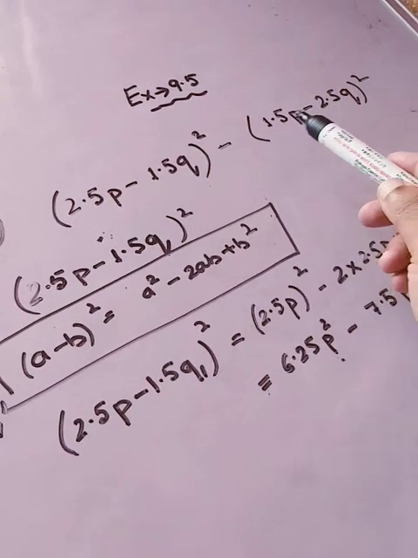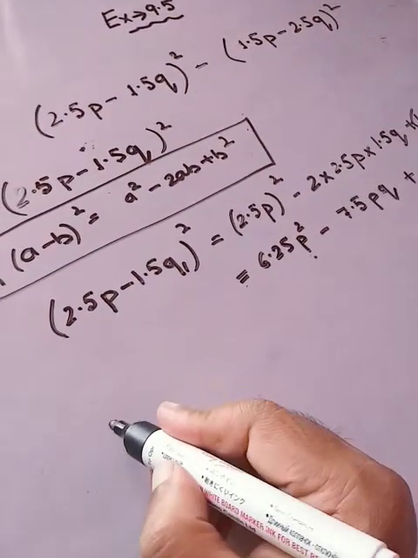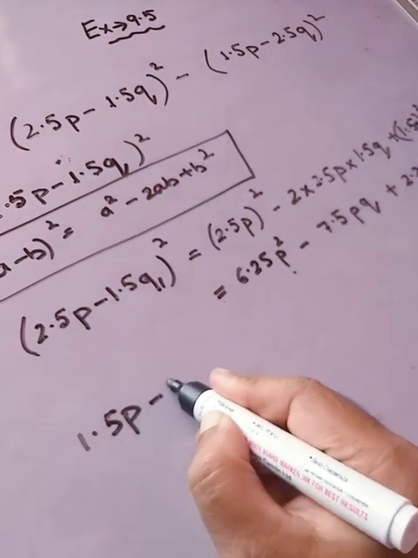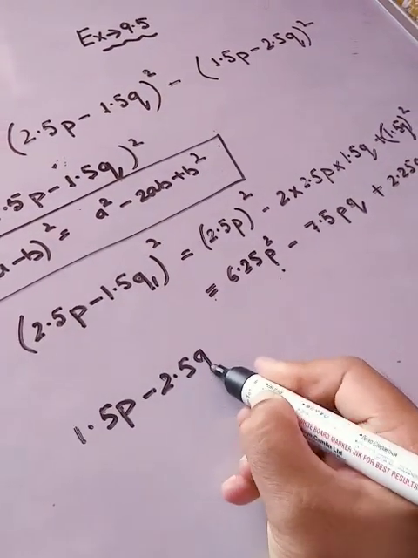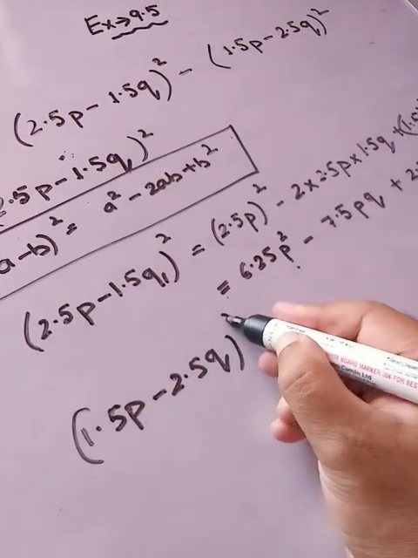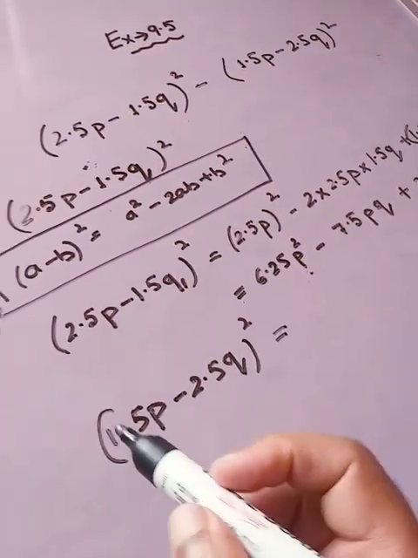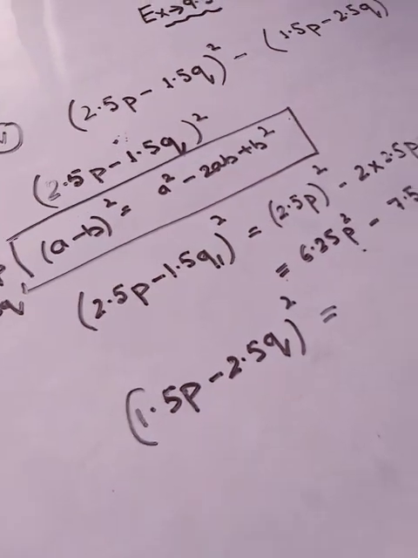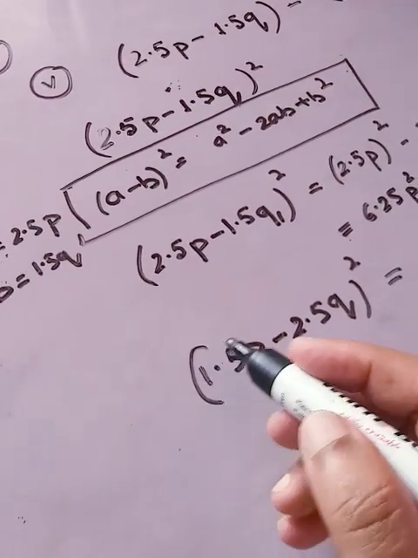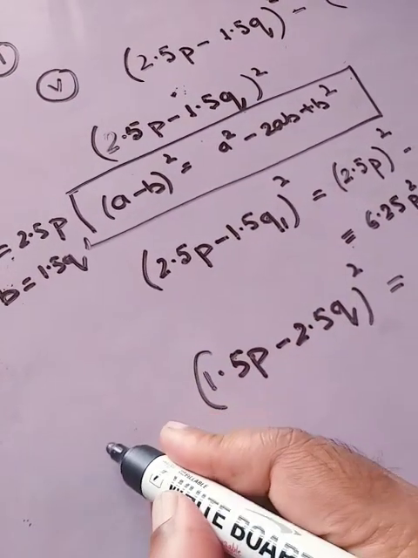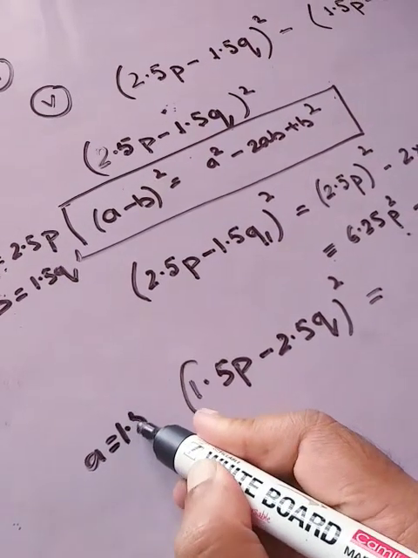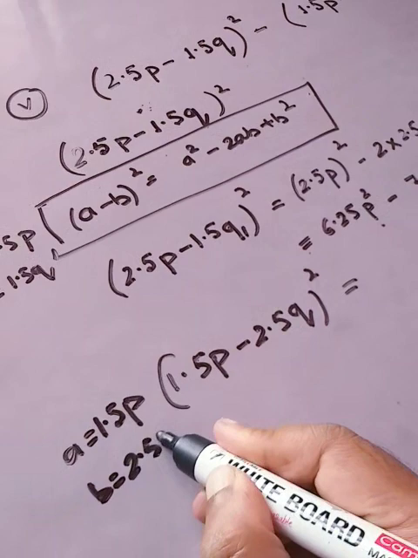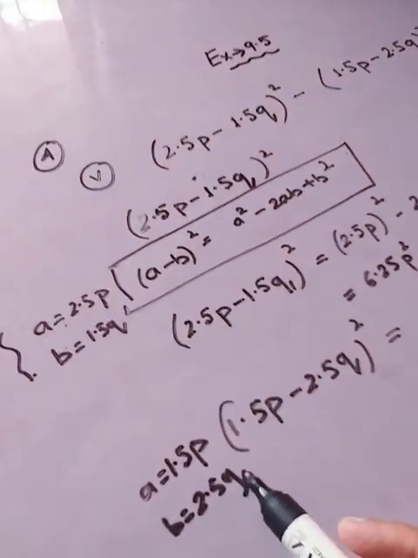Now let's do this part. So 1.5p minus 2.5q whole square. Again we'll apply the same formula for this, that is a minus b whole square. That is the reason I'm not writing it. Okay, so we'll straight away write. We'll split this up, but in place of a this time we are having 1.5p and in place of b we are having 2.5q. So you have to be a little careful about this.